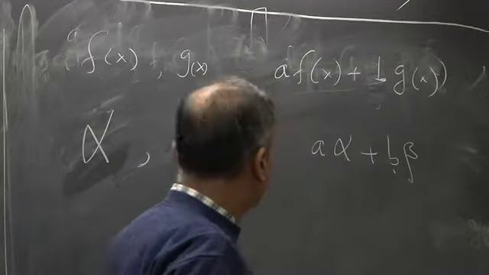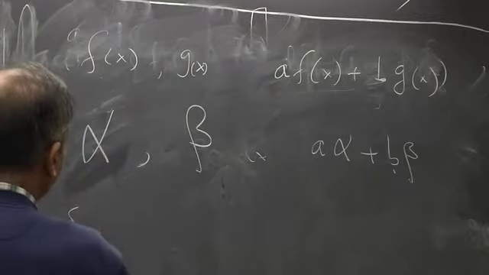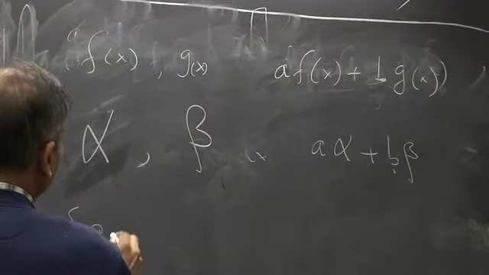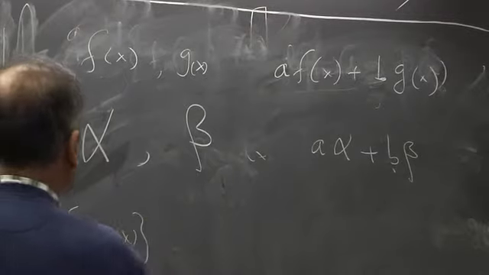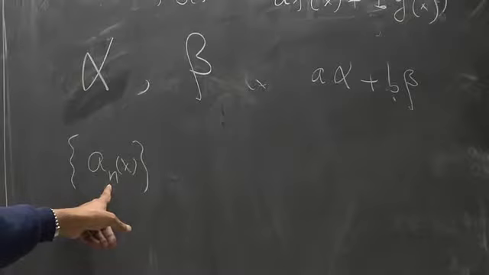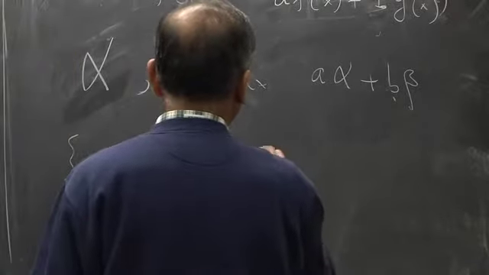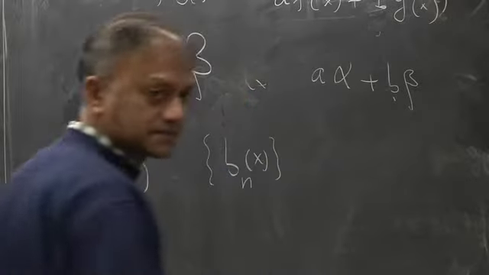Okay. Well, again, it's very straightforward, because if it's a generalized function, I can represent it in terms of some sequence of good functions, say a_n(x), right? Similarly, beta will be represented by some sequence of good functions, say b_n(x), right?